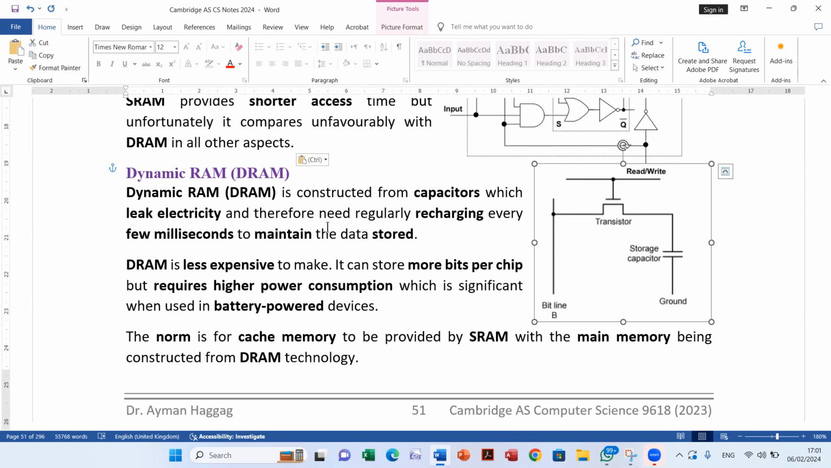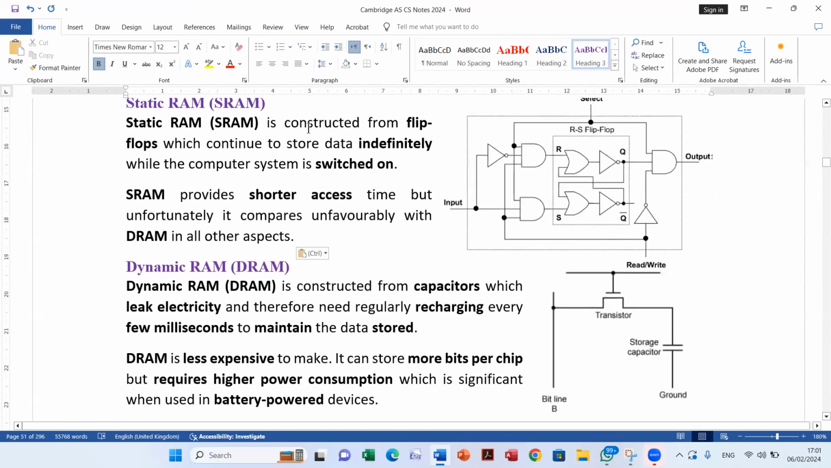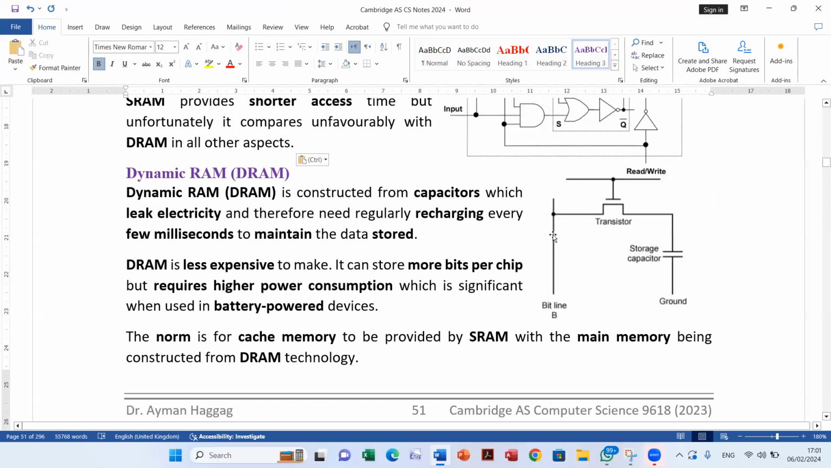Okay, they decided to invent another kind of memory. That another kind of memory is called dynamic RAM, DRAM. The dynamic RAM gets rid of all of these components and only uses a capacitor and a holding transistor. A capacitor to be charged or discharged to represent a 1 or 0, and a transistor to hold the charge on that capacitor.